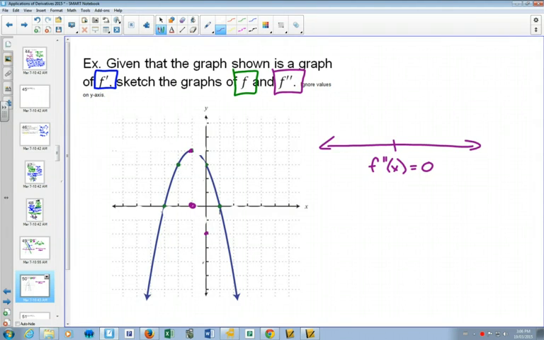And we're going to base it on the same slope as last time. Because we knew that our original function was increasing before and decreasing after. So our f double prime graph has to be positive here and negative there.